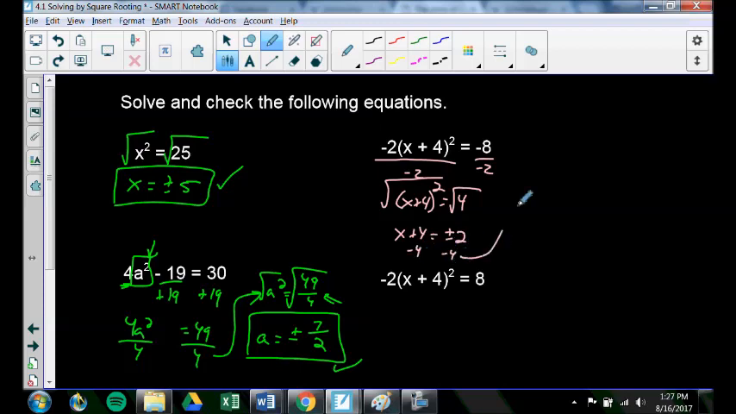Subtract 4 from both sides. x equals negative 4 plus or minus 2, which is negative 4 plus 2 is negative 2, negative 4 minus 2 is negative 6. x equals negative 2 or negative 6. Plug those in to check them.